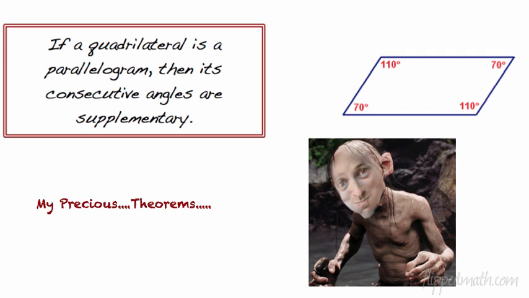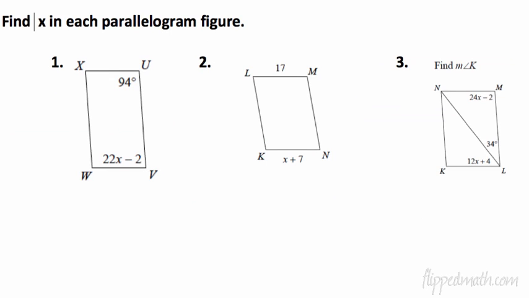And what we're going to do is use those theorems to solve for x. We love x here. X is one of our favorite variables. All right, I'm going to warn you, you have to be careful. In our figures, sometimes it's difficult to see, but in number 1 here, that's this angle here, 22x minus 2. Okay, that's angle V. That's not angle W. So just be careful when you're looking at these figures that you don't get the wrong one. So find x in each parallelogram figure.